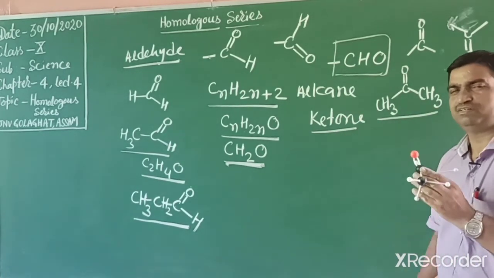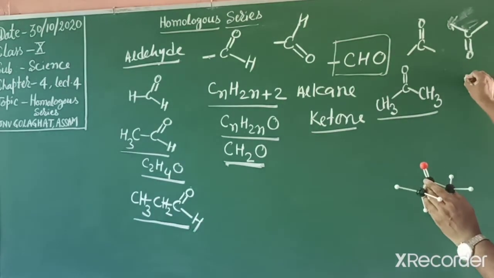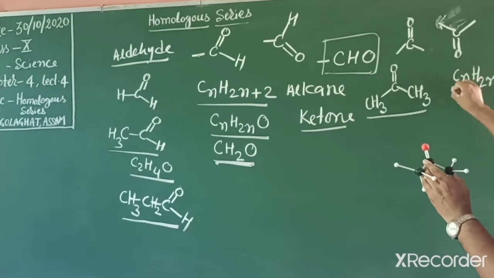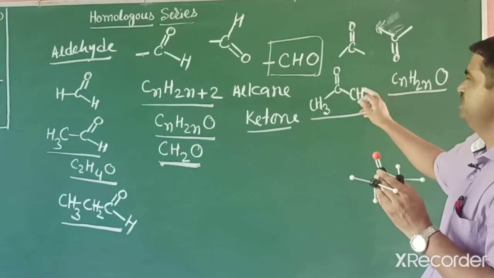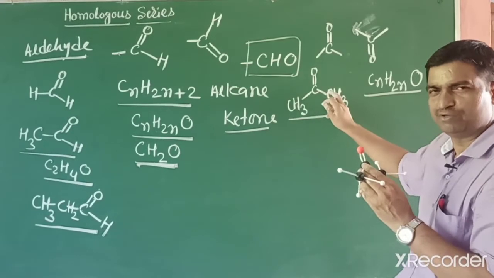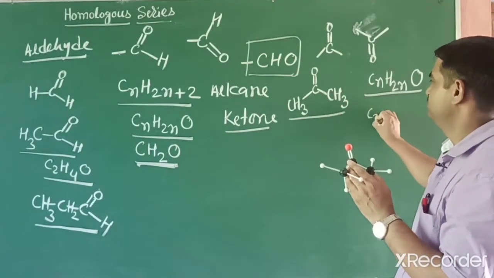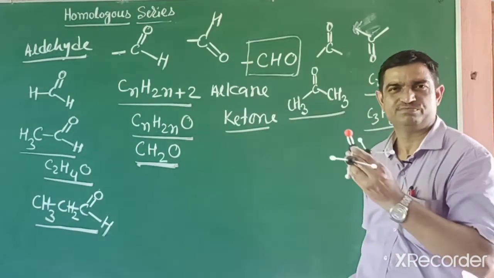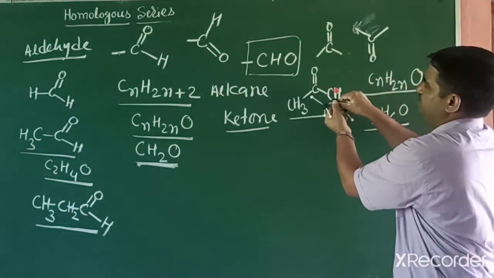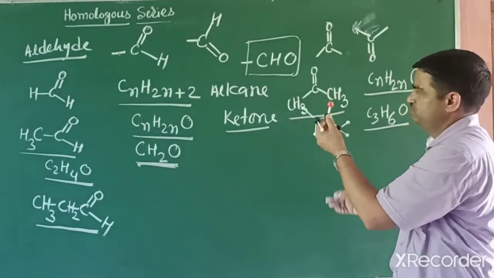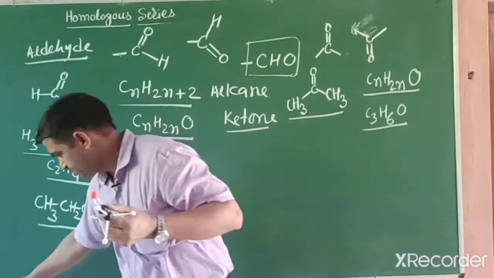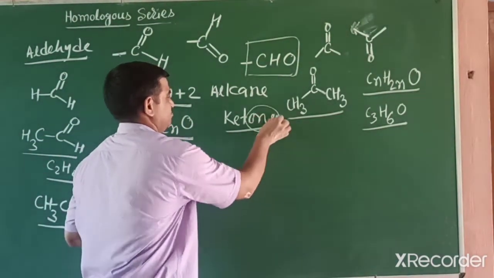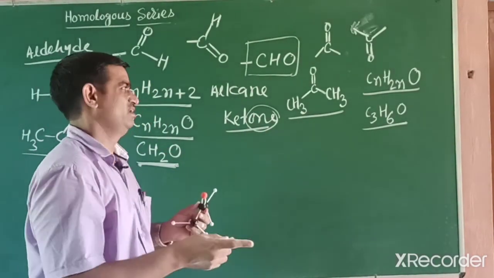Ketone and aldehyde general formula is the same, means we can write CnH2nO. Where is n? n is at least 3 in this compound. Then C3H6O, first member. And its IUPAC name we write later on, because in ketone we add a suffix, and in aldehyde we add L after that.